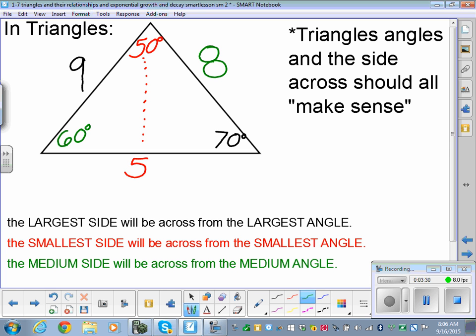My middle angle is 60. It's across from this side, 8, which is my middle side length, right, everybody? And last but not least, the largest angle, 70, is across from side 9. 9 is the largest side as well. So once again, your triangles will make sense. That's all you need to know. You don't necessarily need to write this down. If you understand that, then you're good.